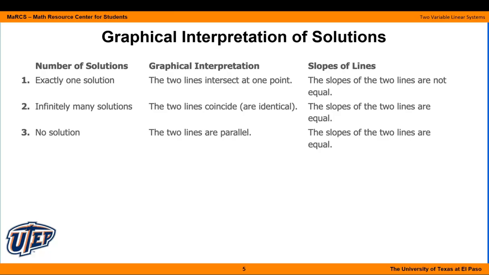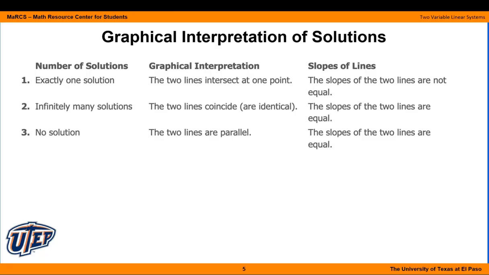A system of two linear equations can have three possible outcomes. The first possibility is exactly one solution. Graphically, this occurs when two lines intersect at a single point. Because the slopes are different, the lines eventually cross.